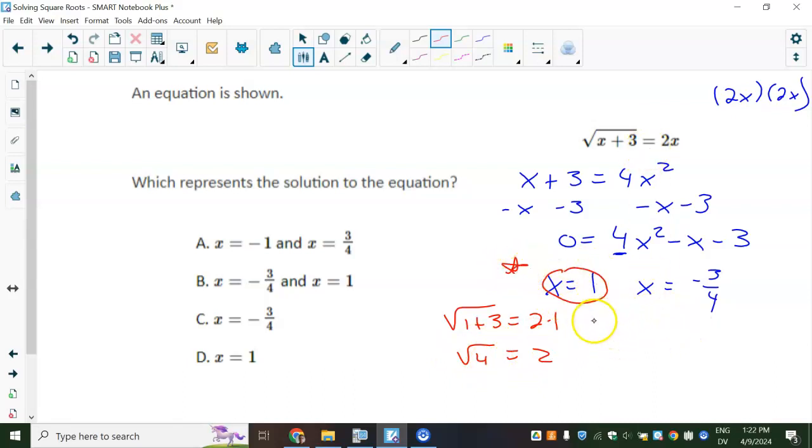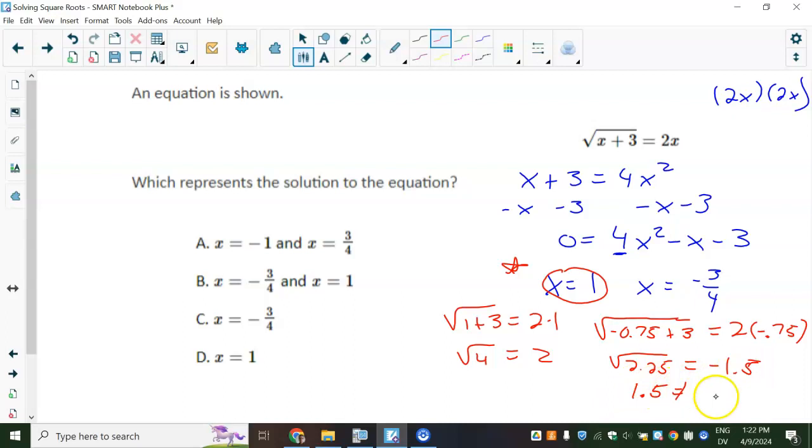And then if we test the other one, we're going to do square root, and I'm going to do negative 0.75 just to make life easy instead of the fraction value there. So 3/4 is 0.75, so this is negative 0.75. Here you end up with the square root of 2.25, and we're asking, is that equal to negative 1.5? Again, the square root is positive here, so you get 1.5, which is not equal to negative 1.5. So this one would be extraneous and does not work. So the only answer that works here is x equals 1.